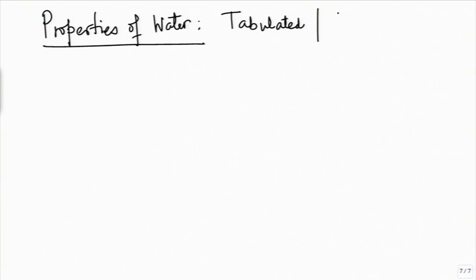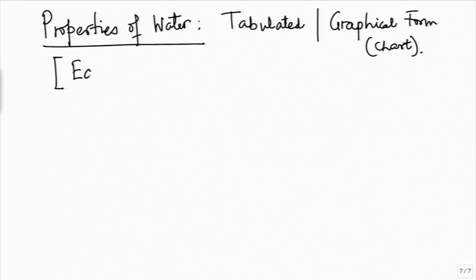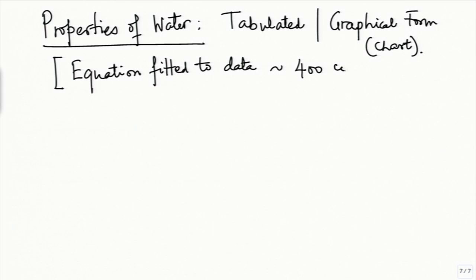Or they can be even provided in a graphical form. Why do we do that? Because equations fitted to data have something like 400 constants in them, or 400 parameters. The equation occupies something like 4 printed pages of this size.